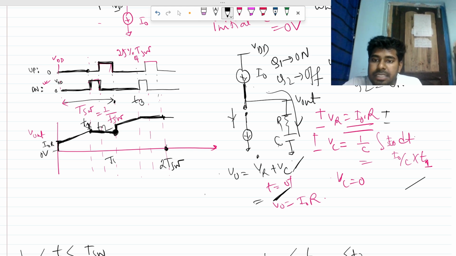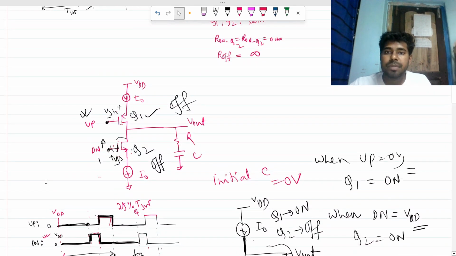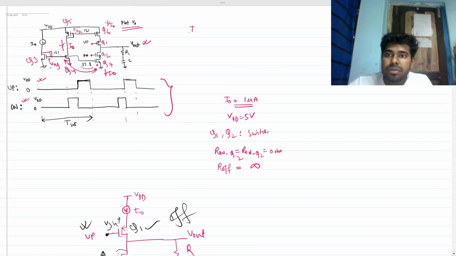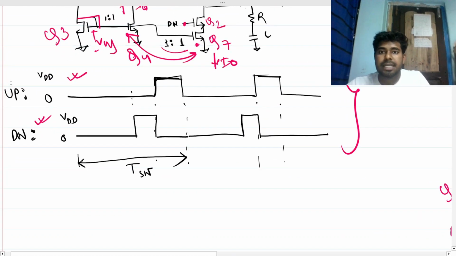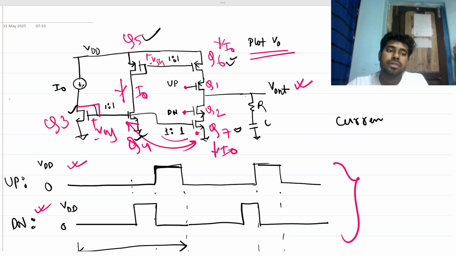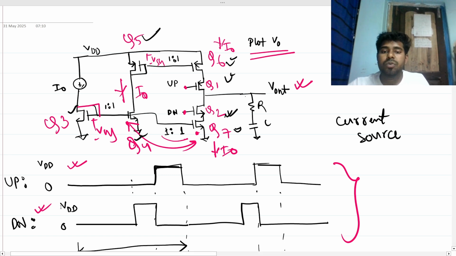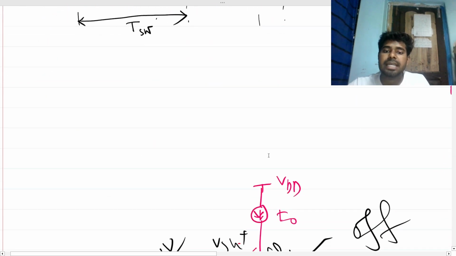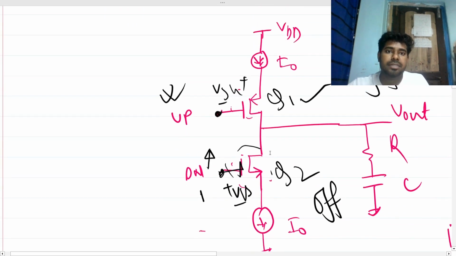Okay, so this is TSW and this is TSW. So now I am ramping up, concluding everything. So this was our circuit. This Q5, Q3, Q4, Q6 and Q7 acting as a current source, and your Q1 and Q2 are nothing but a switch. So we redraw and reduce the circuit and we get this kind of circuit.